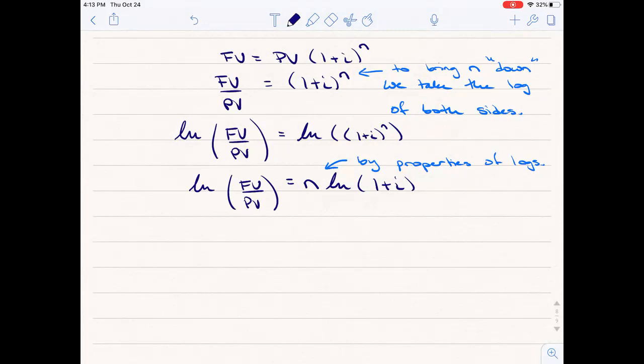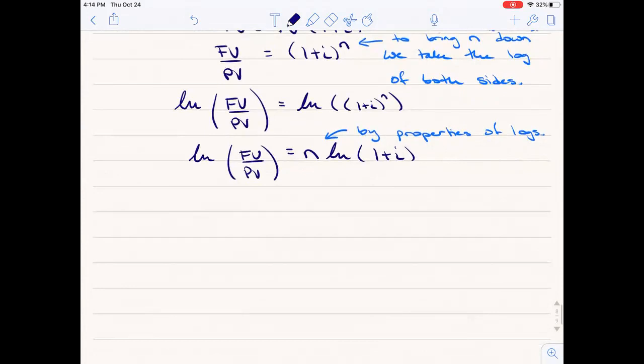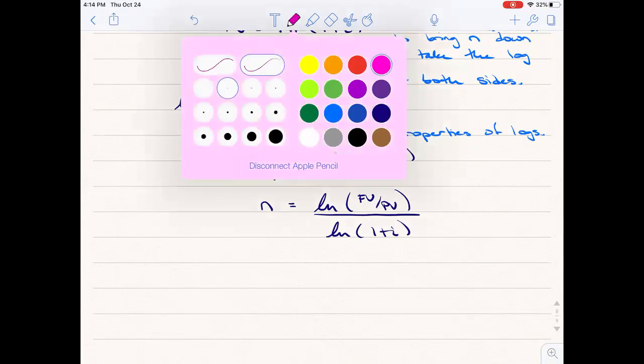Now we can solve for n because we can isolate n. I like to have n on the left-hand side. So n is the log of the future value over the present value, over the log of (1 + i). Which, no surprise, is exactly what you have on your formula sheet. So I'll box this up.